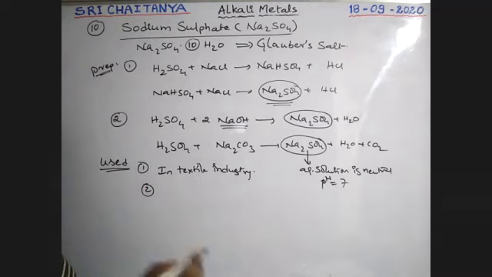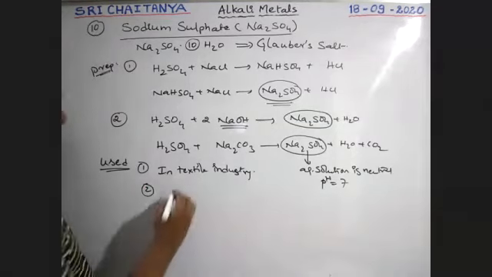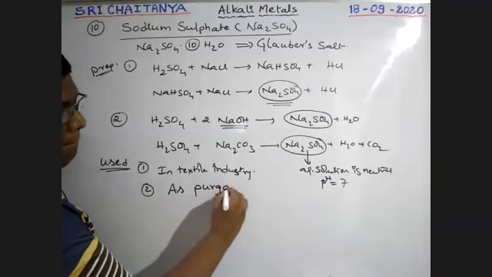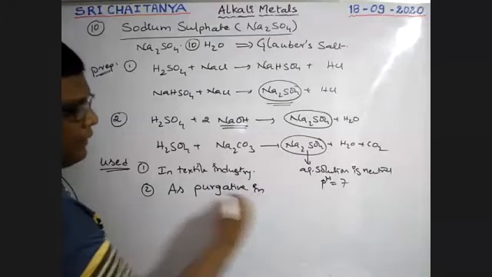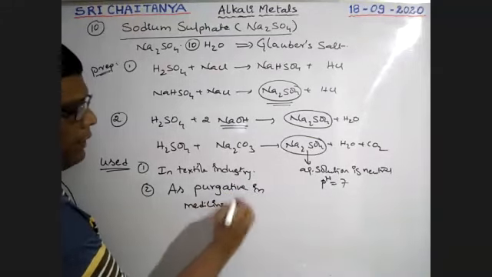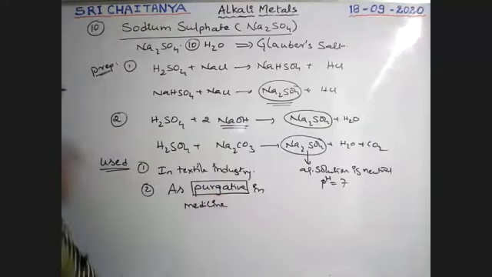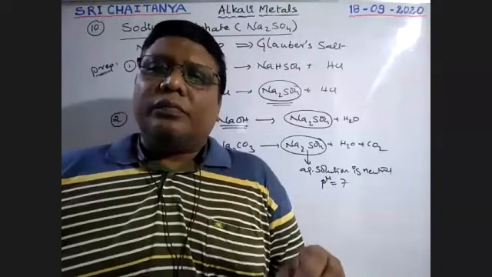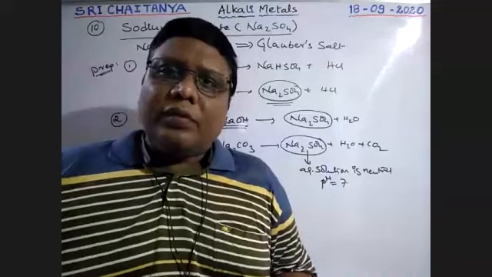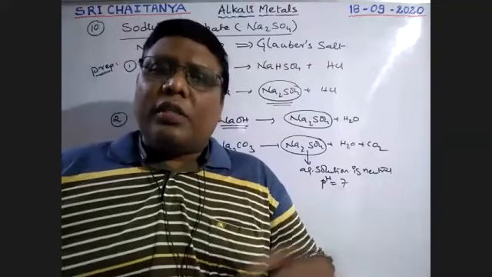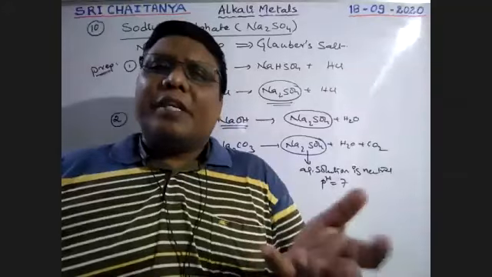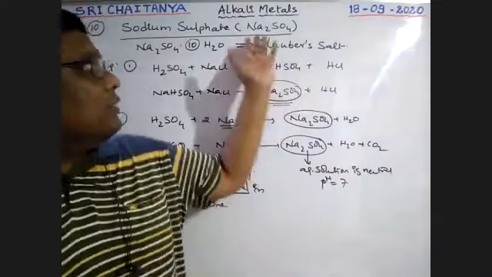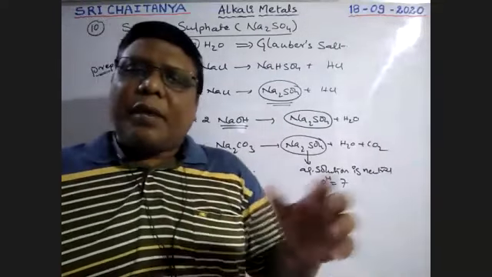Second one, and very important, is as a purgative in medicine. What is the meaning of purgative? Purgative is a chemical used to control the vomiting sensation. Sometimes we have a vomiting sensation. To control that, some medicines are used. Those medicines are called purgatives. One of the chemicals in purgatives is this Na2SO4.